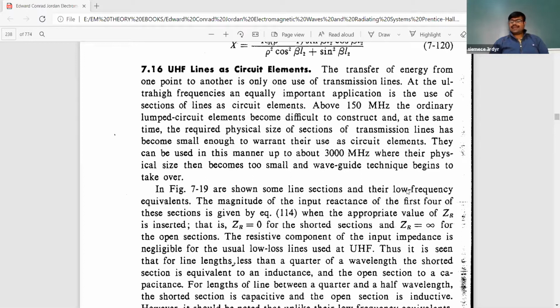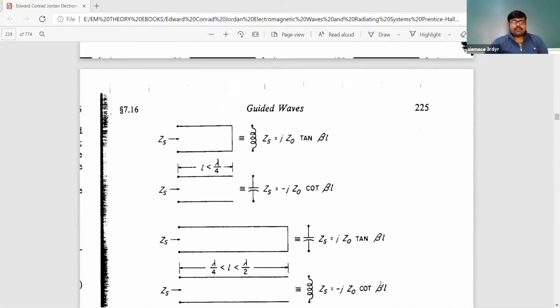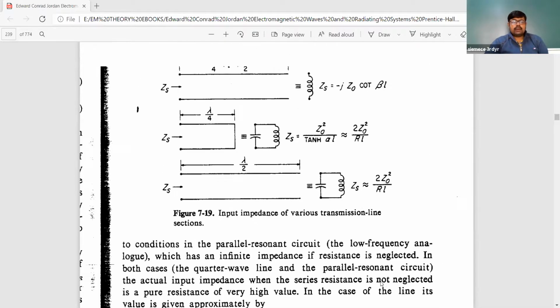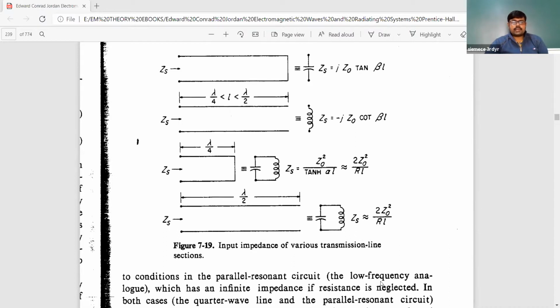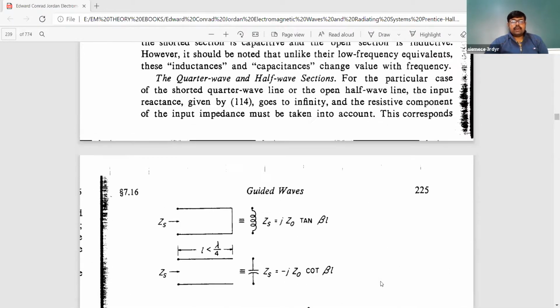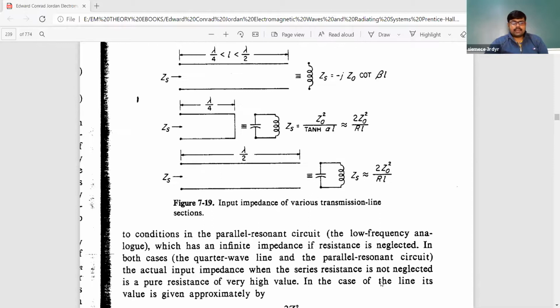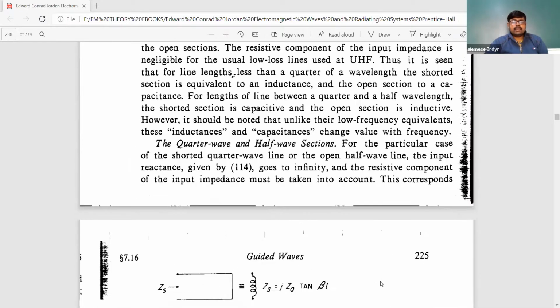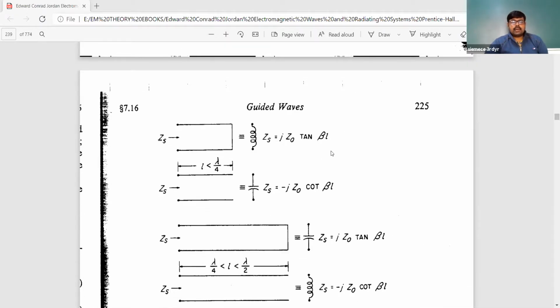In figure 7.19, which shows the input impedance of various transmission line sections, you will see different types of equation parameters. We have seen the different input impedance forms: jZ naught, minus jZ naught, plus jZ naught, minus jZ naught. These are the different forms and shapes of the equation we have seen.